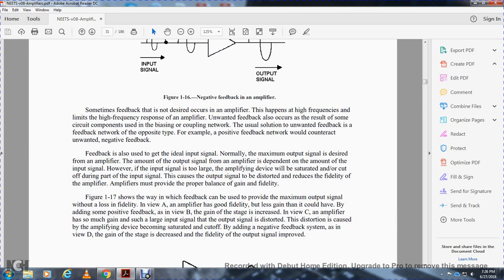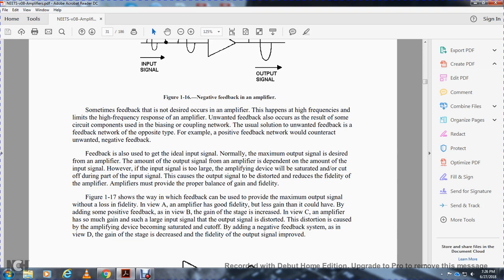Sometimes feedback is not desired in the amplifier. It can limit the high frequency response of the amplifier. Unwanted feedback occurs as a result of some of the circuit components of the bias and coupling networks. A useful solution is to add a feedback network of the opposite type. For example, a positive feedback network will counteract unwanted negative feedback.